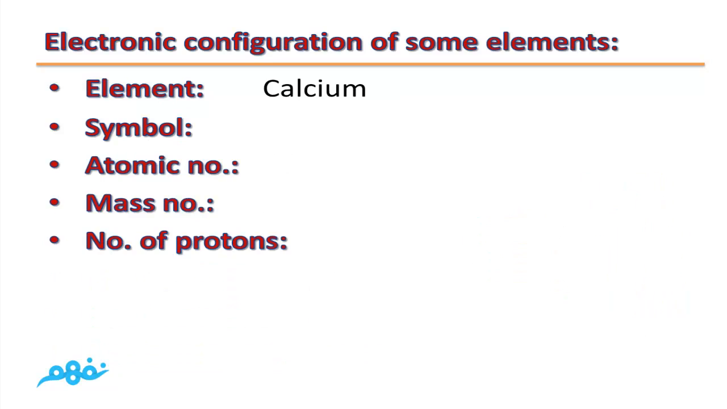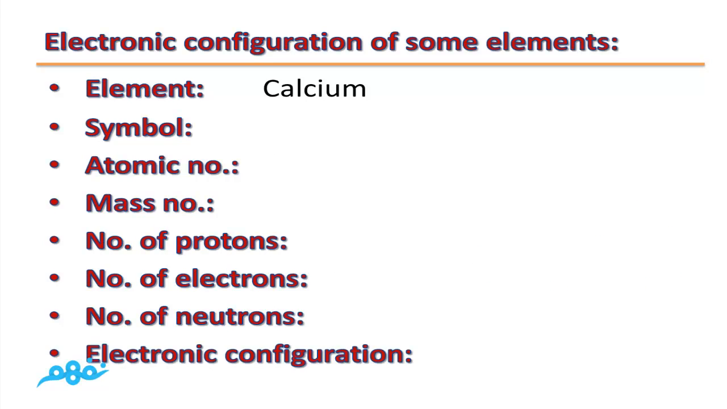The final element that we will write its electronic configuration is calcium. The symbol of calcium is Ca. Its atomic number is 20. Its mass number is 40, which is written at the top left corner of the element. Number of protons is equal to atomic number equals 20. Number of electrons is equal to number of protons is equal to atomic number equals 20. Number of neutrons equals mass number minus atomic number equals 20.